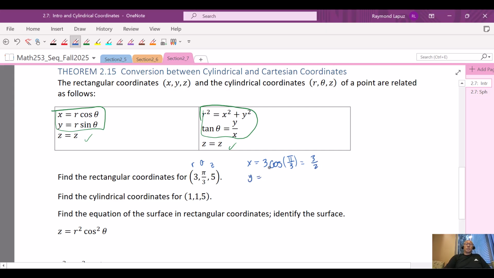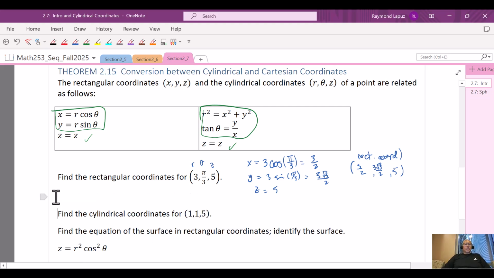y will be equal to 3 sine theta, or sine pi over 3. And this is going to be 3 root 3 over 2. And then our z component will be just 5. So the final result is that your rectangular coordinates representation of this point will be 3/2, 3 root 3 over 2, and 5.